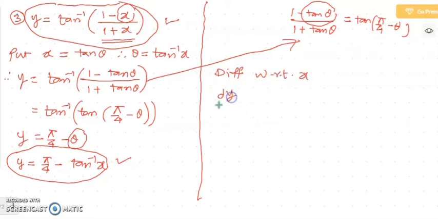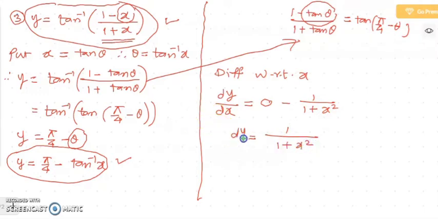So differentiating with respect to x, we get dy by dx is equal to the derivative of pi by 4, a constant, so 0, minus the derivative of tan inverse x, which is 1 upon 1 plus x square. So if you write this all together, it will be minus 1 upon 1 plus x square. dy by dx is equal to this much. So this is the answer which we wanted.